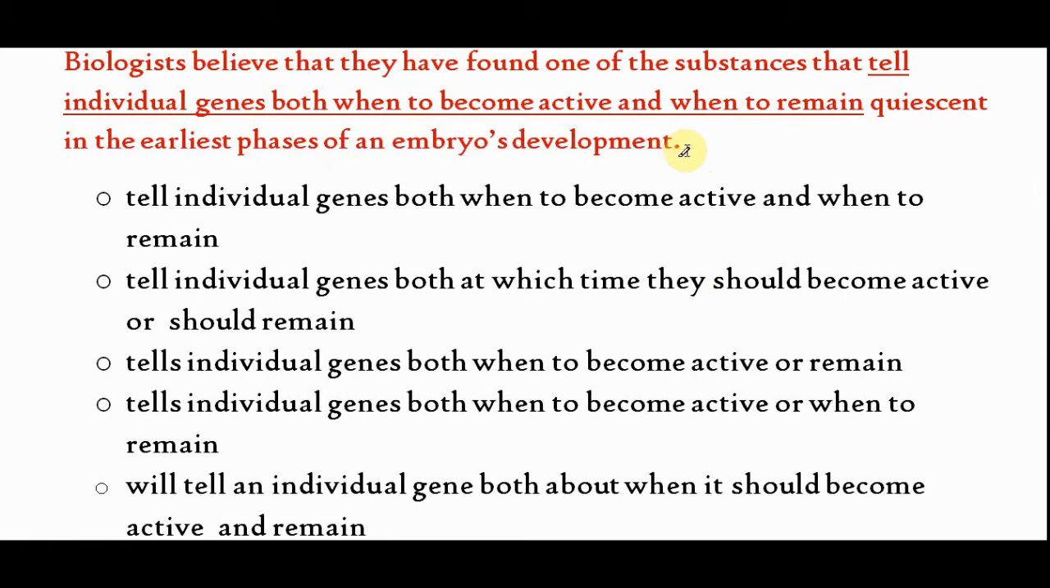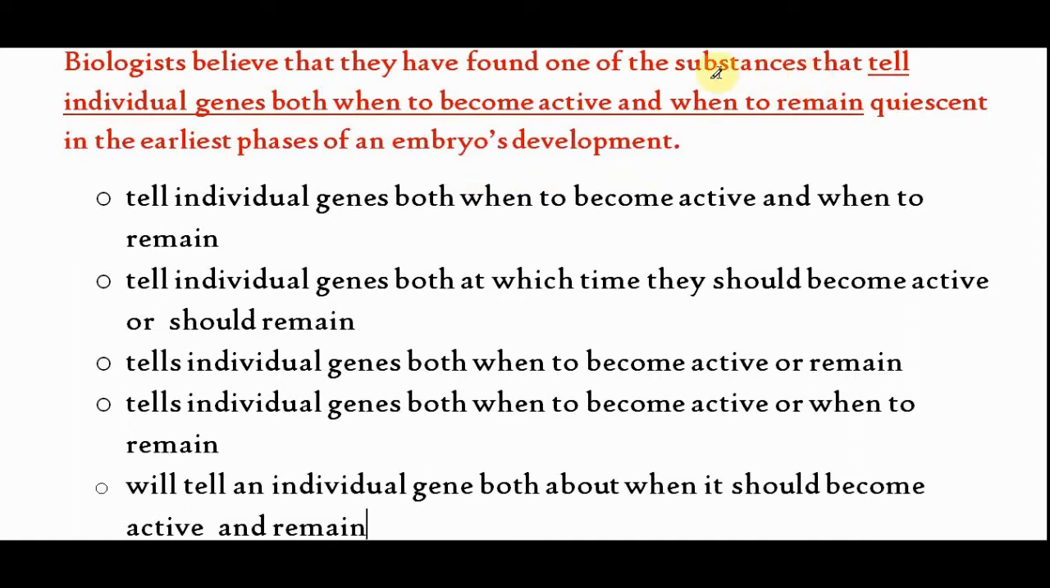This is again one of the official guide questions. Level is medium, range is 650, concept is subject verb agreement, parallelism and logical meaning. Passage says biologists believe that they have found one of the substances that tell individual genes both when to become active and when to remain quiescent in the earliest phases of embryo's development.